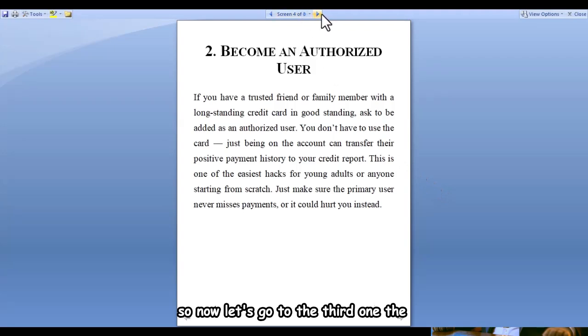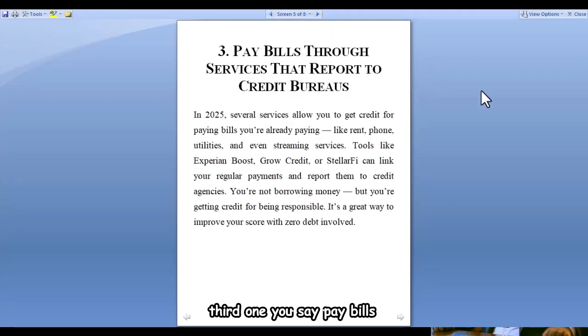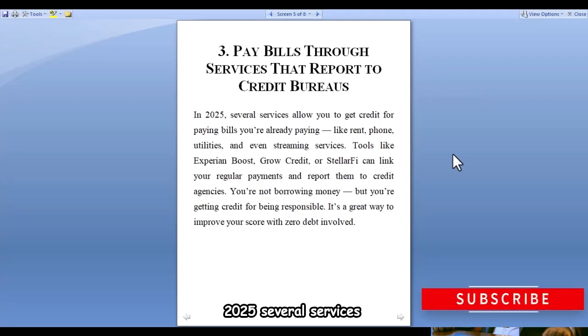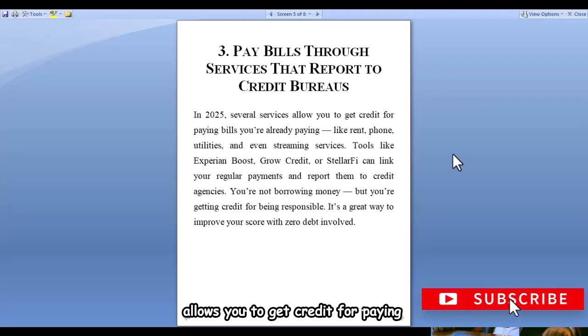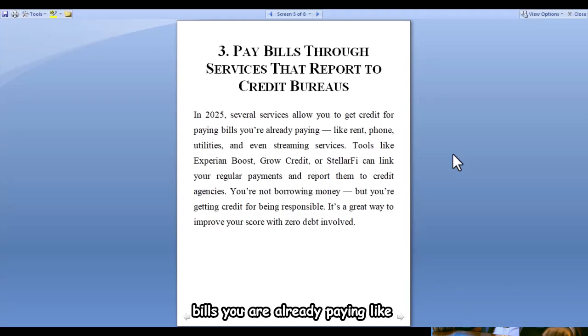Now let's go to the third one. The third one says pay bills through services that report to credit bureaus. In 2025, several services allow you to get credit for paying bills you are already paying, like rent, phone, utilities, and even streaming services.